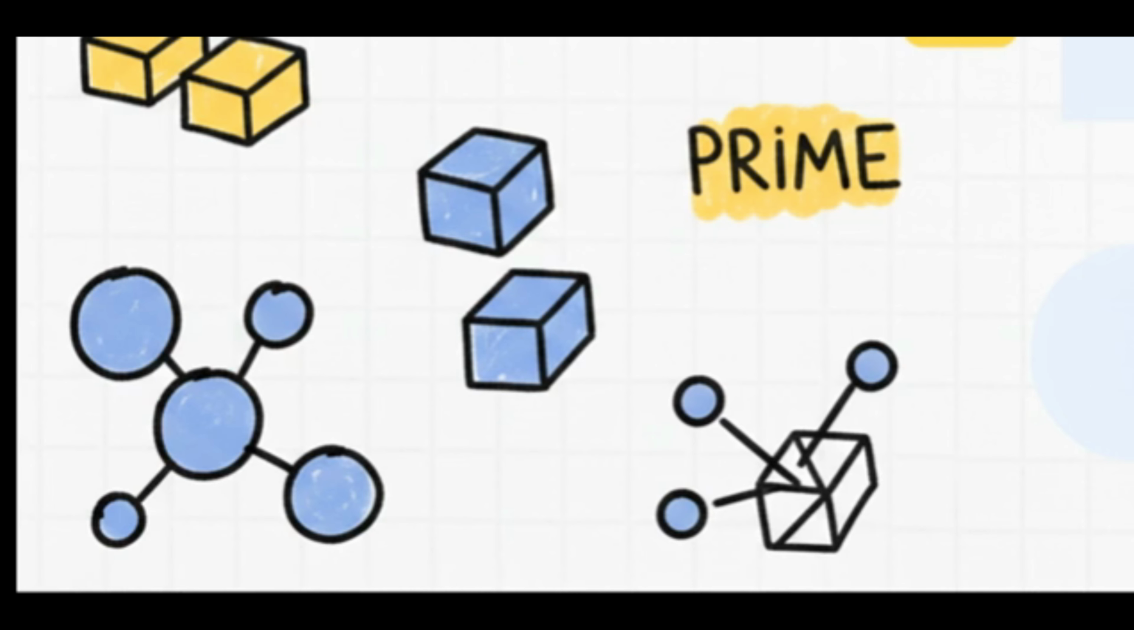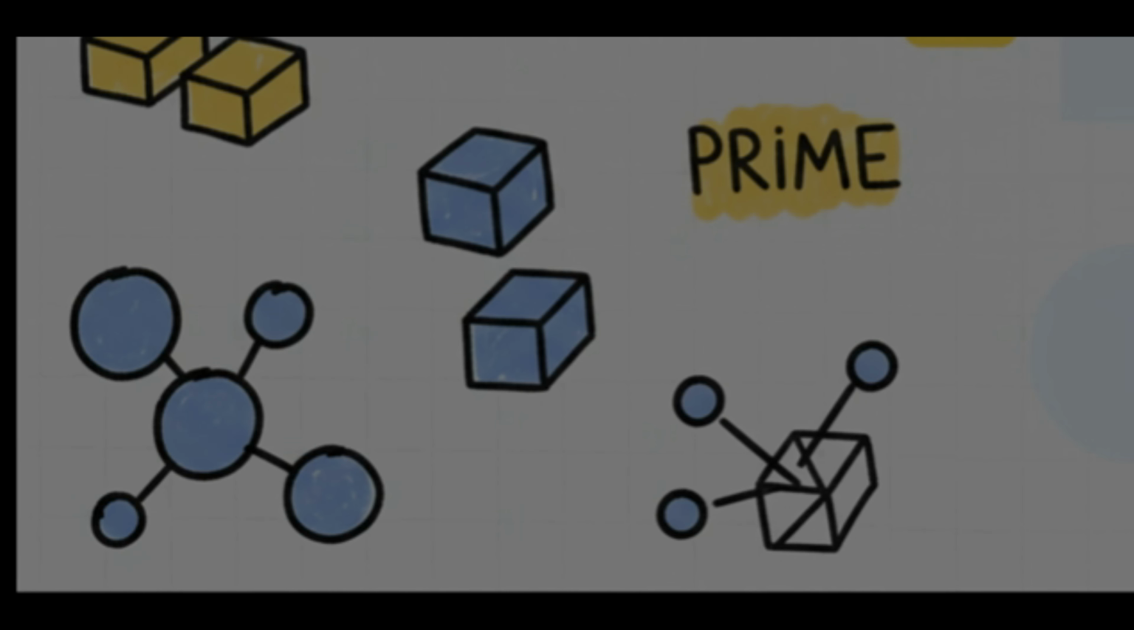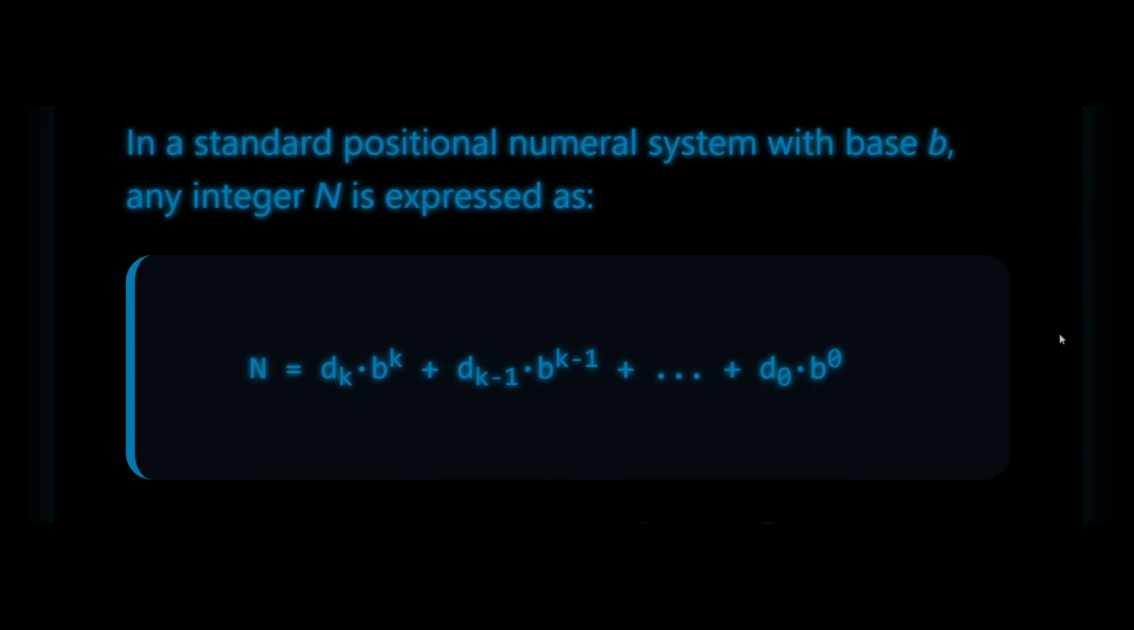What if, instead of our usual 0 through 9, our alphabet was made of primes? What would that even look like? How would it change how we write a number like, say, 45? How do we define a number by taking a base?